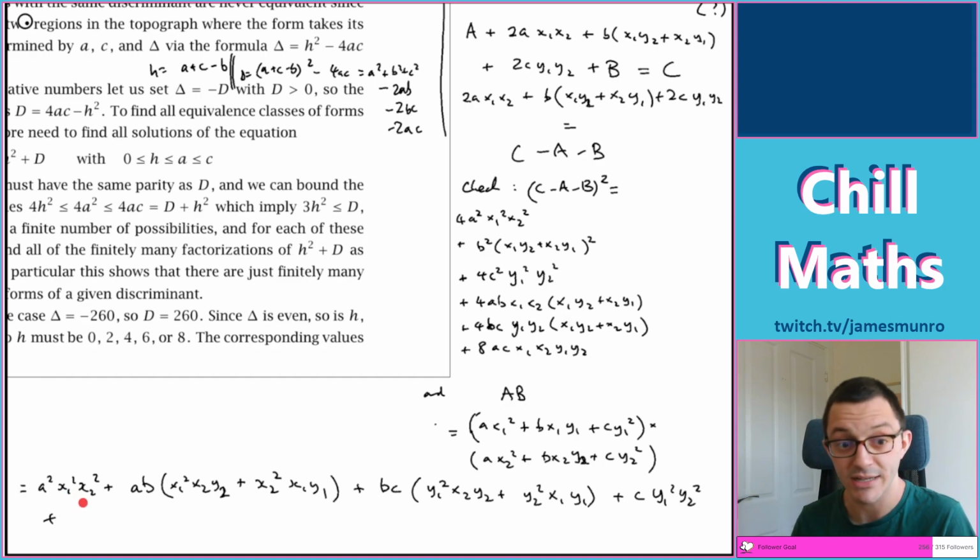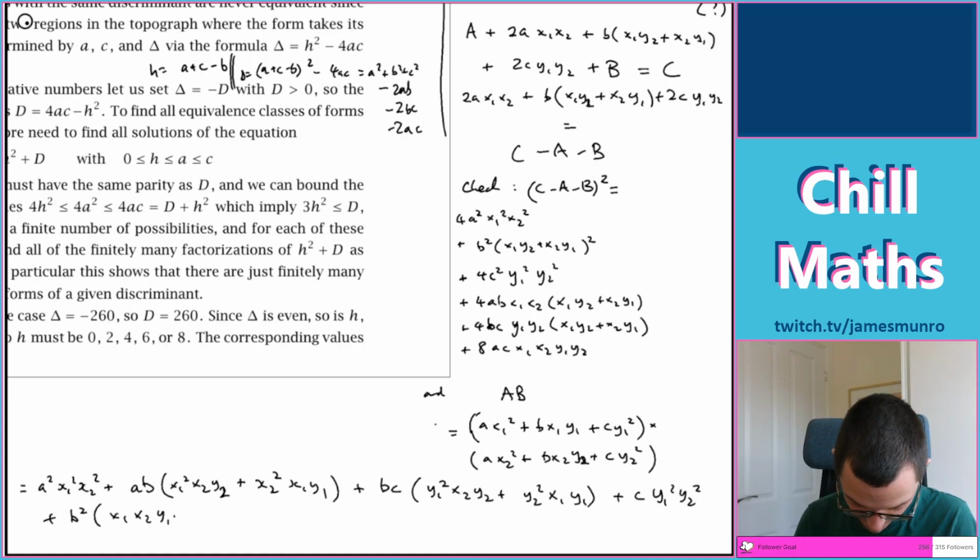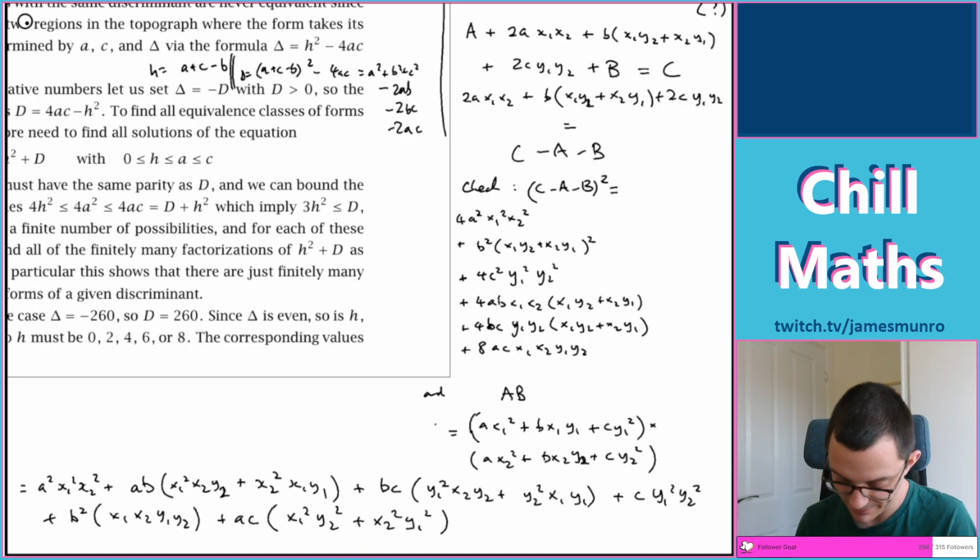Yes, including the b squared term, which I like. And lots of things are cancelling, except for some b squared stuff and hopefully some AC stuff. Those are my remaining terms. So my b squared term looks like x1, x2, y1, y2, that's pretty nice. And my AC term looks like x1 squared, y2 squared, plus x2 squared, y1 squared, catchy.